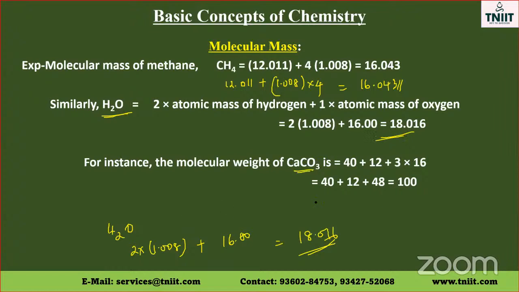Similarly for calcium carbonate. Calcium atomic mass is 40. Carbon atomic mass is 12.011, or we take the nearest whole number, 12. Plus oxygen atomic mass is 16, and since we have 3 oxygen atoms, multiplied by 3. So 40 plus 12 plus 16 times 3, which is 48, equals 100. So the molecular mass of calcium carbonate is 100. So molecular mass is an additive property. It is the sum of the atomic masses of different atoms present in a molecule. If you have the same atom many times, you have to multiply by that many times and add.